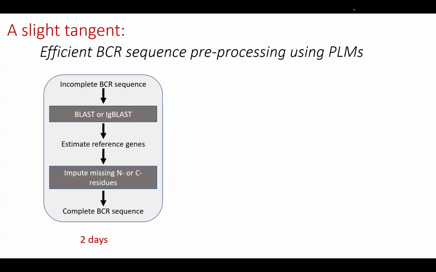So this works well. Before I tell you about how well it works, there's one thing I want to share, which hopefully will be of use to all of you in your own work. A particular pre-processing challenge we ran into is that we get these truncated sequences and we want to fill them out. It's crucial that you fill these out for language model representations, because a language model representation of a truncated sequence can be very different from the representation of a non-truncated sequence. The standard approach would be to use BLAST or IgBLAST, estimate the clonotype effectively, and then impute what the missing N or C residues would be.